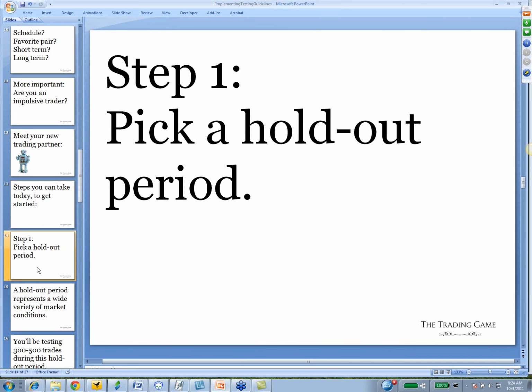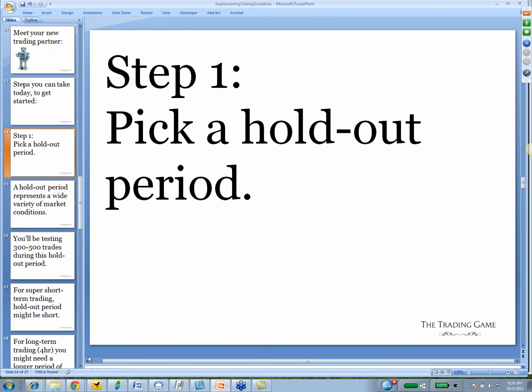Number one, pick a holdout period. Some of you have already done this, and some of you have not. Even before you finalize your choice of trading systems, or simultaneous with your decision to finalize a trading system that you're going to focus on for testing, you can also pick a holdout period.